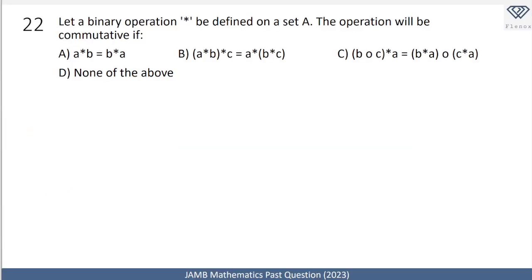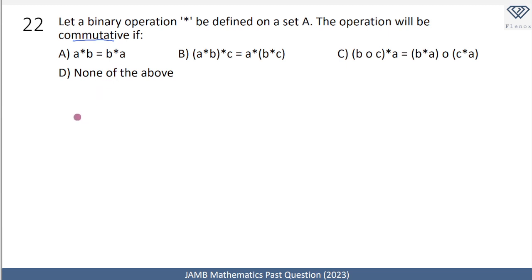Moving on to the next, we are asked: let a binary operation star be defined on a set A. The operation will be commutative if... Now I've included a link to this video that talks about binary operations and the different kinds of operations that can be performed on them. Commutative is a really interesting term, and what it means in general is that if you change the order of the operation, the result is going to be the same.